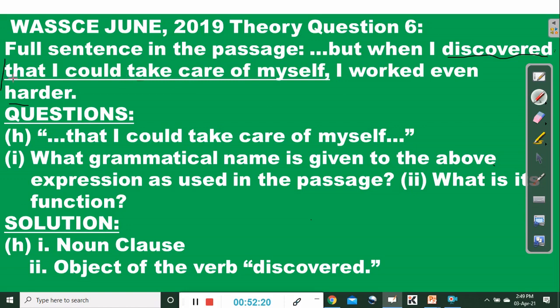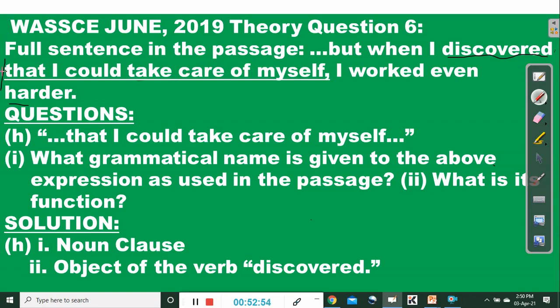Now we examine the expression here. If it is a single word, it should be a noun. If it is a group of words, then we have to find out whether this group of words contains a subject and a verb. If it contains a subject and a verb, then it's a noun clause. If it doesn't contain a subject and a verb, if the group of words is simply a fragment that doesn't really make any complete meaning, then it must be a noun phrase.